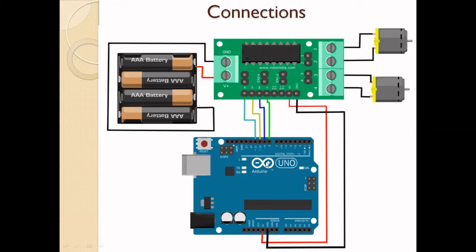This is the Arduino board. From the Arduino, pins number 8, 9, 10 and 11 are connected to the driver circuit. This is the input and this is the output. Outputs 1 and 2 are connected to one motor, and 3 and 4 are connected to another motor. Next, from the Arduino, we are giving the operating voltage of 5 volt, and the ground is connected to the ground pin.